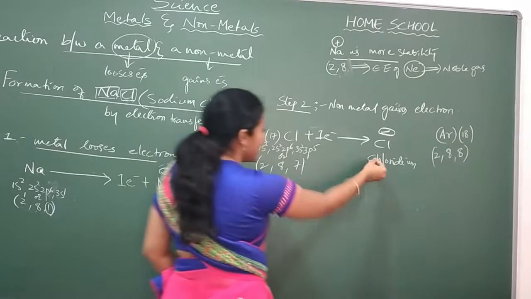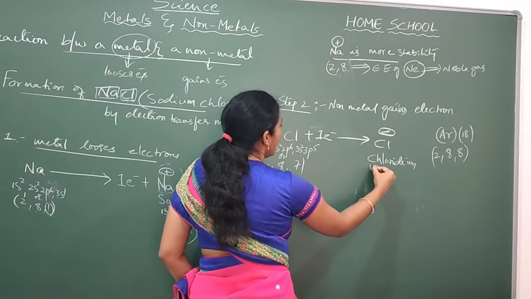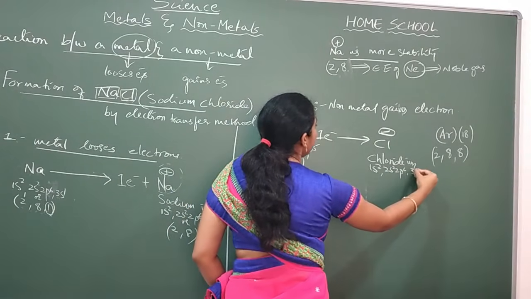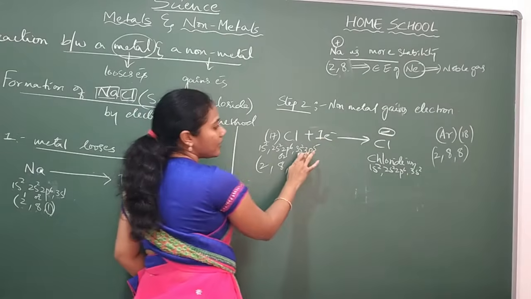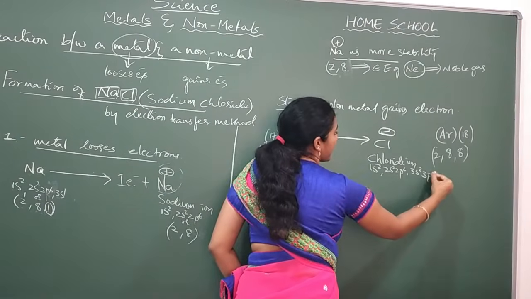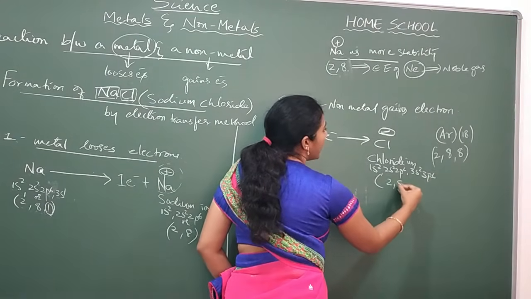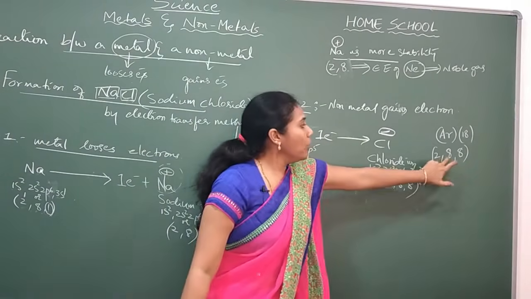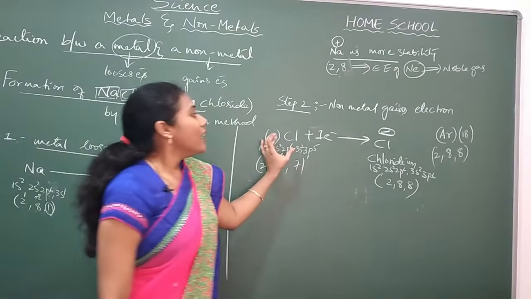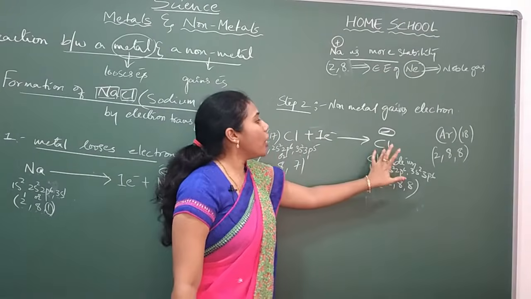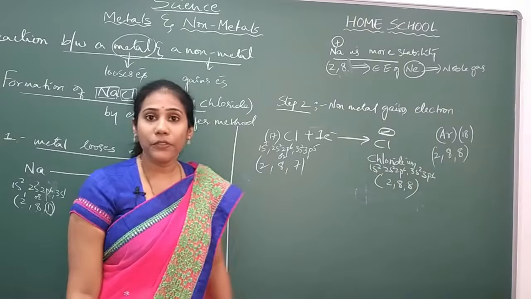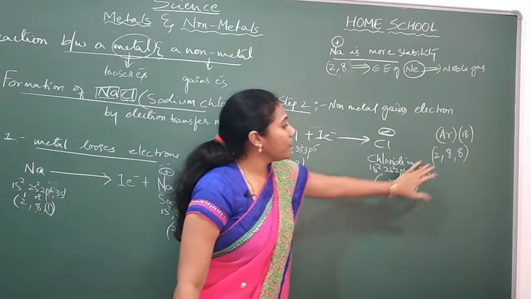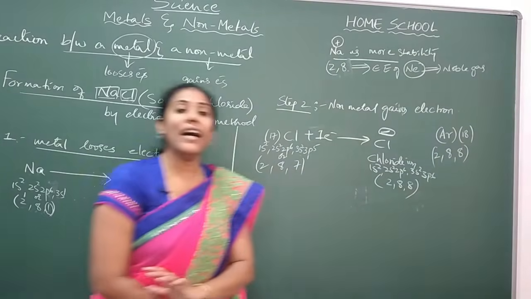Chloride ion. What is its electronic configuration now? 1s2, 2s2, 2p6, 3s2. After gaining one electron, it will become 3p6, or 2, 8, 8. Yes or no? So which is similar to argon. So Cl stays happily in the form of Cl minus, because in the form of Cl minus, its electronic configuration is exactly matching that of argon.